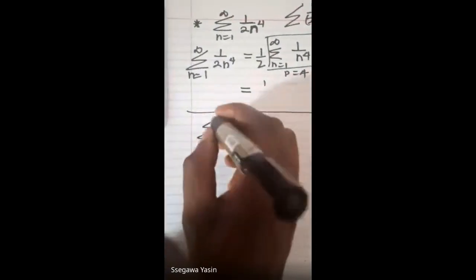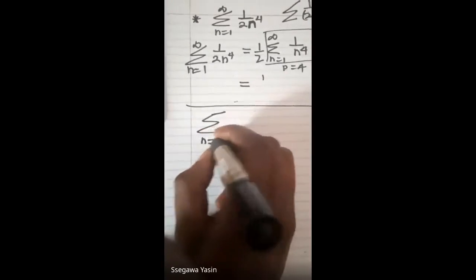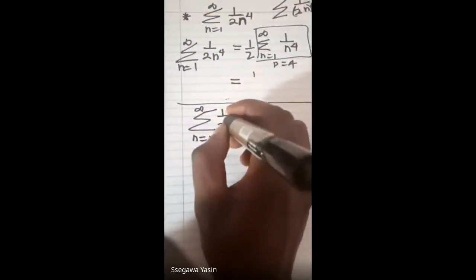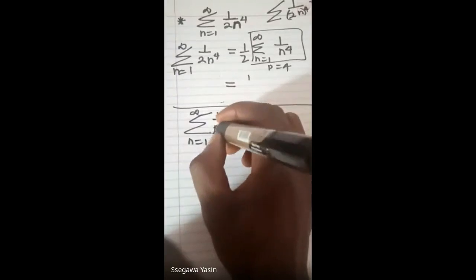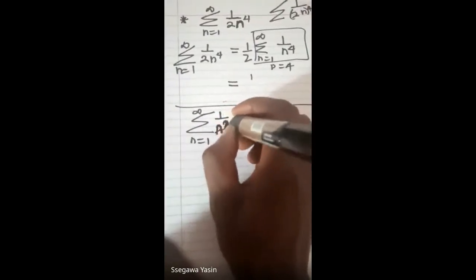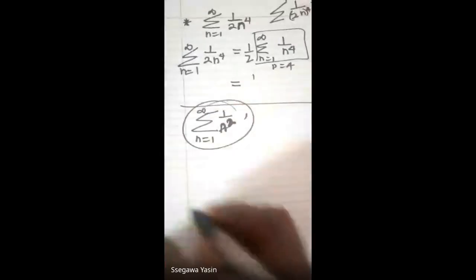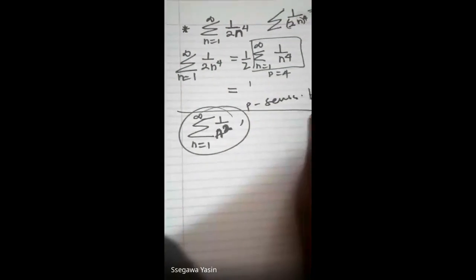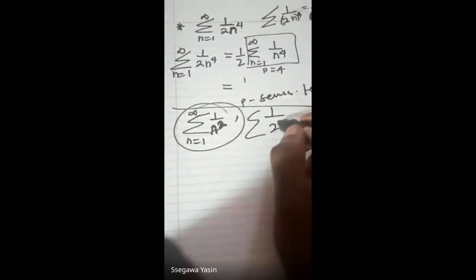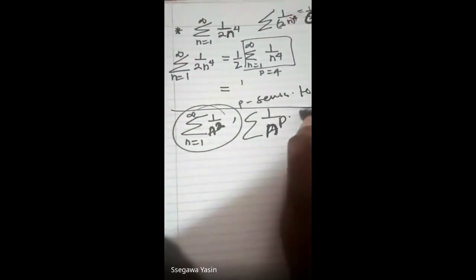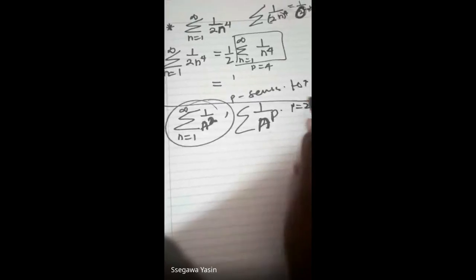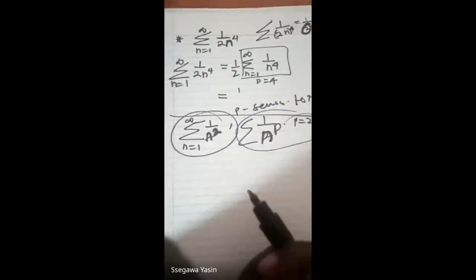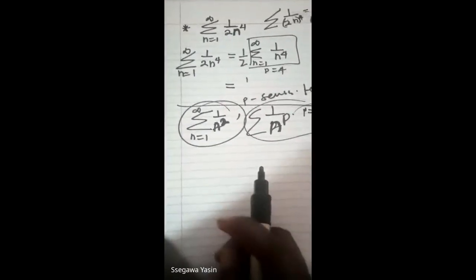Sometimes they will ask you why. Why are you saying that the sum for n equal to 1 up to infinity of 1 over n squared is convergent? You tell them by the p-series test, it converges because it is in the form of the sum of 1 over n to the power p, where p is equal to 2, which is greater than 1. You should have an argument, but don't just say convergent or divergent.